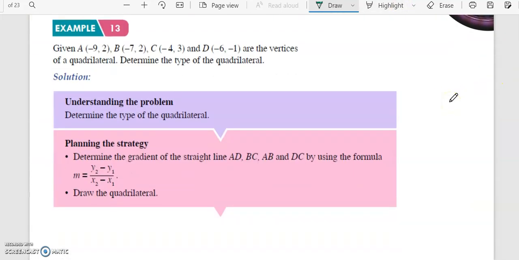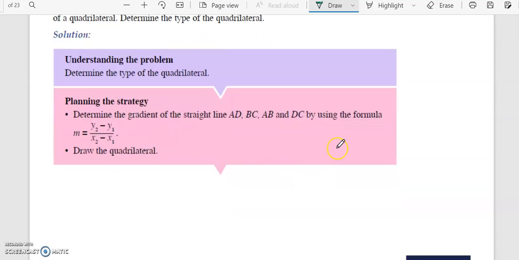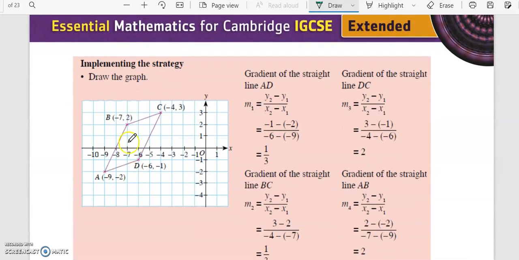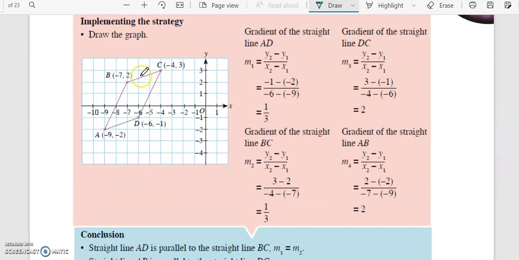So the next problem is a quadrilateral. A, B, C, D are the vertices of the quadrilateral. Determine the type of quadrilateral. We know that a quadrilateral is either a square, rectangle, trapezium, parallelogram or rhombus. So first we draw the quadrilateral, and then we find the gradient for each line. When we look at each line, some have the same gradient. When the gradients are the same, the lines are parallel. So this is a parallelogram.